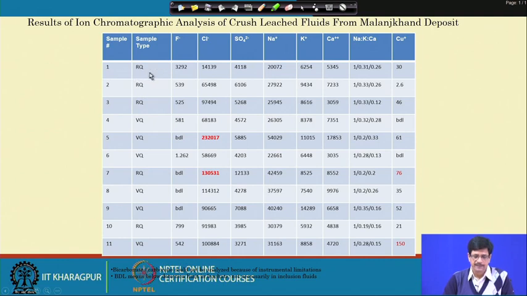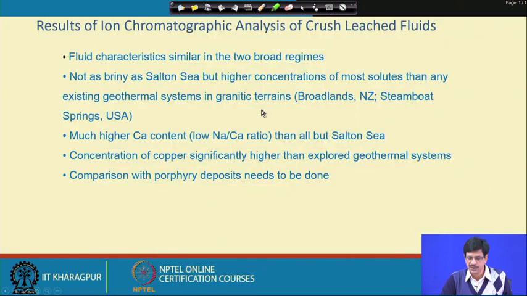And as you could see here, the different ore types from the deposit are labeled RQ for reef cores and VQ for the veins. We could also make a very good comparison between the fluid characteristics from the different regimes and draw important conclusions. Moreover, we could also make comparisons to situations which we would like to compare. For example, thinking that it could represent a geothermal system, we could compare the fluid compositions with some known geothermal fields like the Broadlands geothermal system in New Zealand, or Steamboat, or the Salton Sea. What we could see is that the higher calcium content is for low Na/Ca in all the geothermal fields, but Salton Sea is possibly a little more briny than what we see in the other situations.